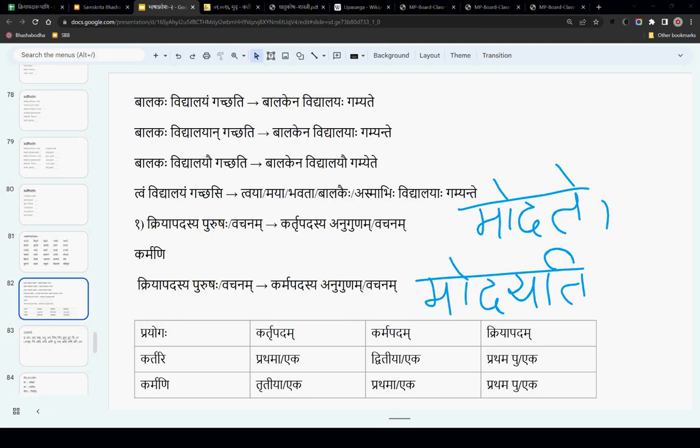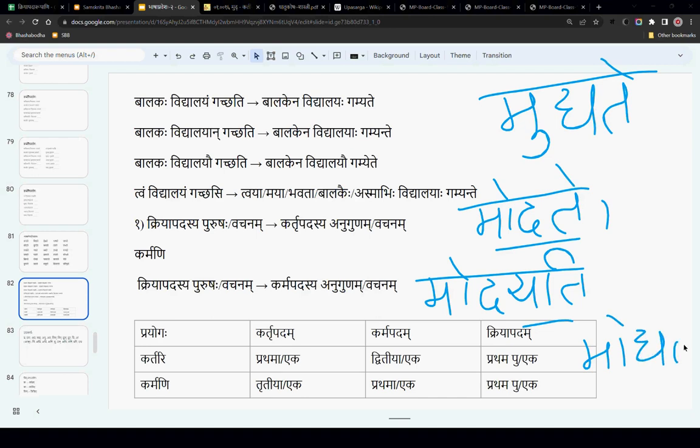So bala is making mata happy. Bala mataram modayati. Now if you change modate to bhave, then it becomes mudyate. Balena mudyate, so bala is becoming happy. But balaha mataram modayati becomes in karmani balena mata modyate. Modyate.